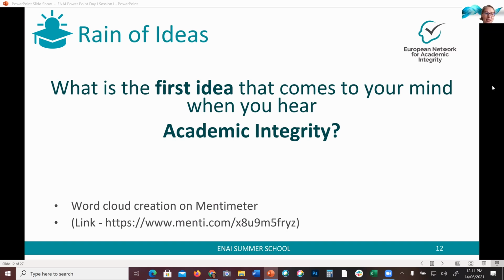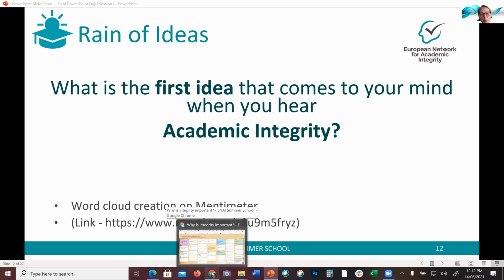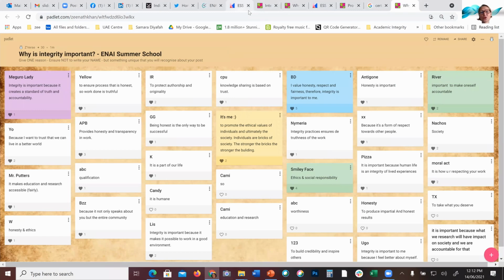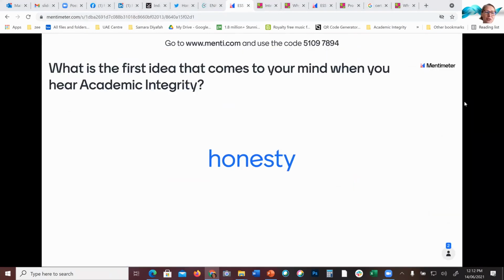So we will start with the exercise. And again, Zinat, if you could copy, you already copied the link. So please go to this Menti Cloud and please write the very first idea that comes to your mind when you hear academic integrity. Yeah, this combination of words, academic integrity.